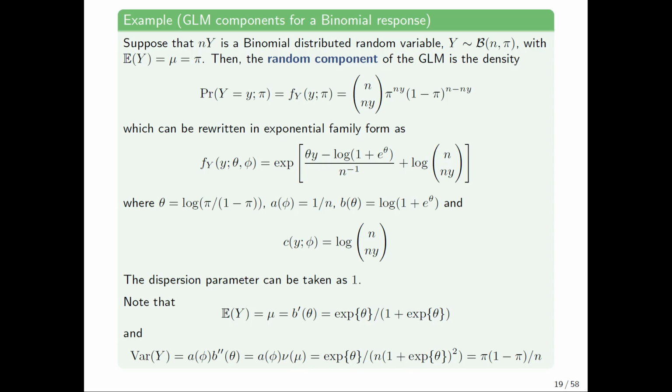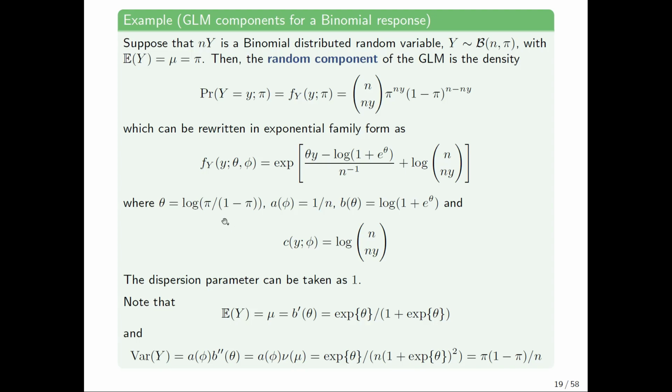Okay, next the binomial. Suppose n y is a binomial distributed random variable, so y here is the sample proportion of successes with expected value mu equal to pi, the success probability. The random component is the binomial mass function shown at the top, which you met in lecture 1. Again, we rewrite this density in exponential family form, and I encourage you to verify the algebra as usual. The mapping is as follows.